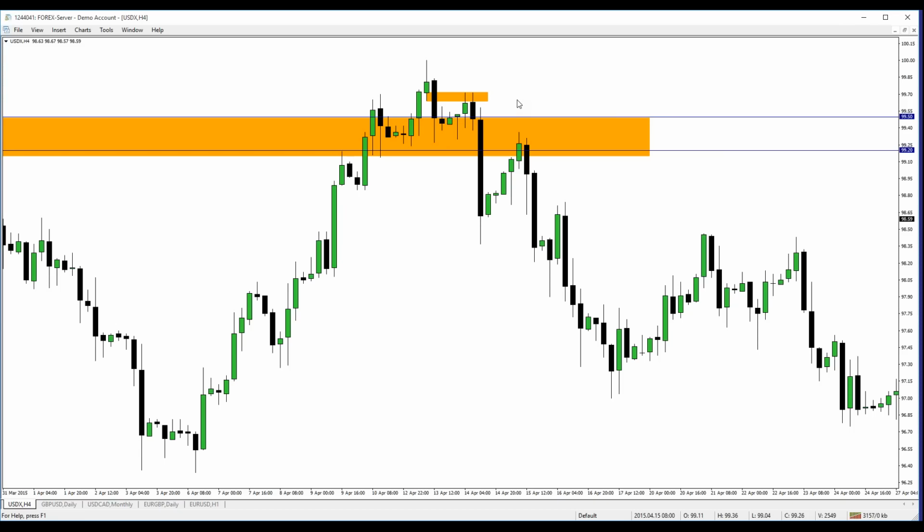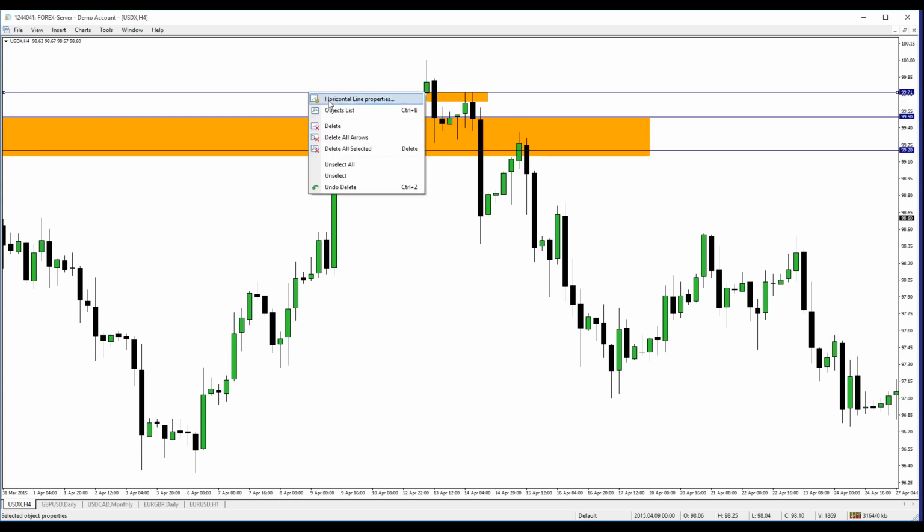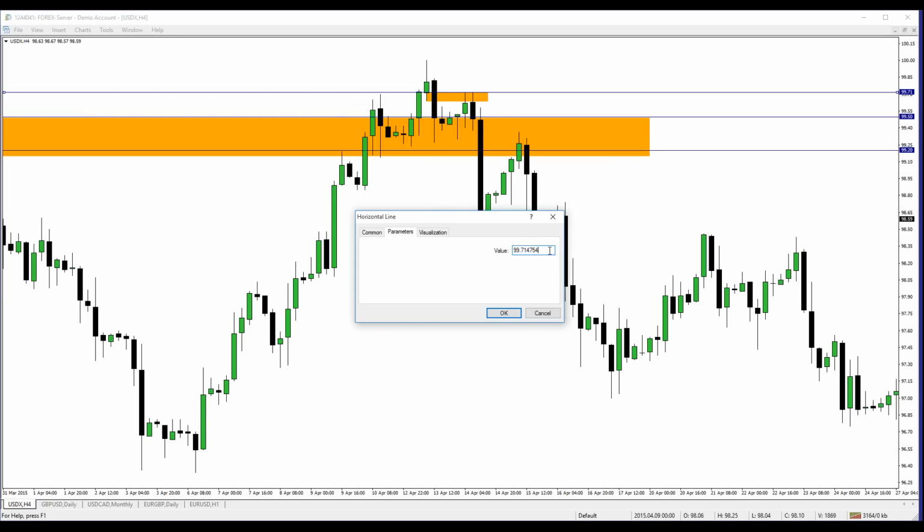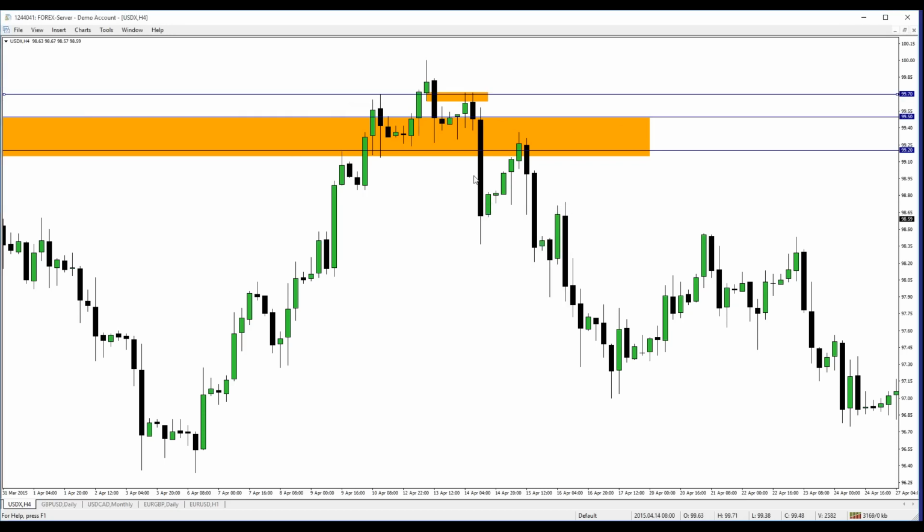Okay, so anyway, looking at that, let's leave those levels there. I don't want to do that because we're going to refine it even more. Okay, so we have price trading in at 99.70, and it takes you right in here. Now the high on these come in at 99.71.